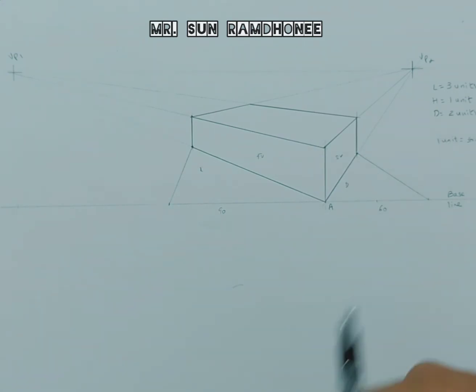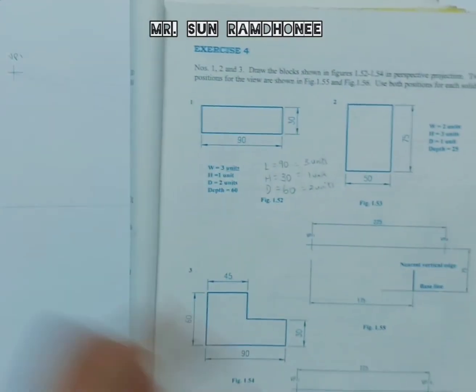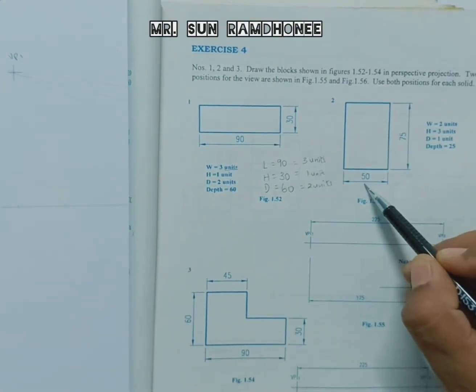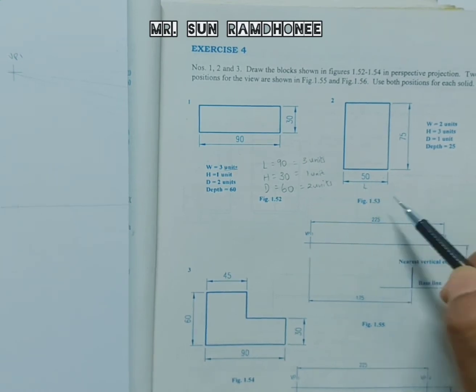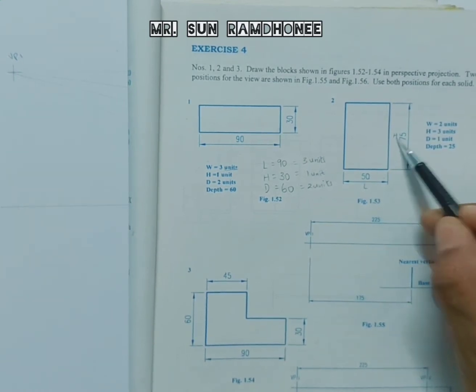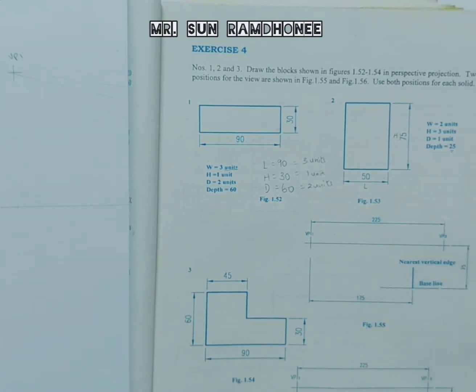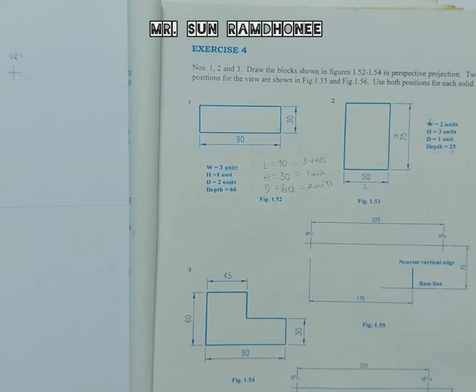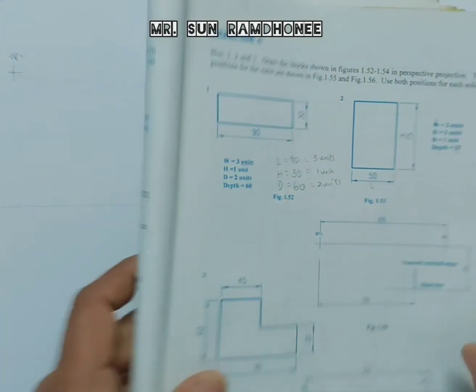Let us attempt the second example. In the second example, the length is 50, the height is 75, and the depth is 25. Here in terms of units, the HCF would be 25, which gives us 2 units for length, 3 units for height, and 1 unit for depth. We are going to use the same parameters to attempt the second example.